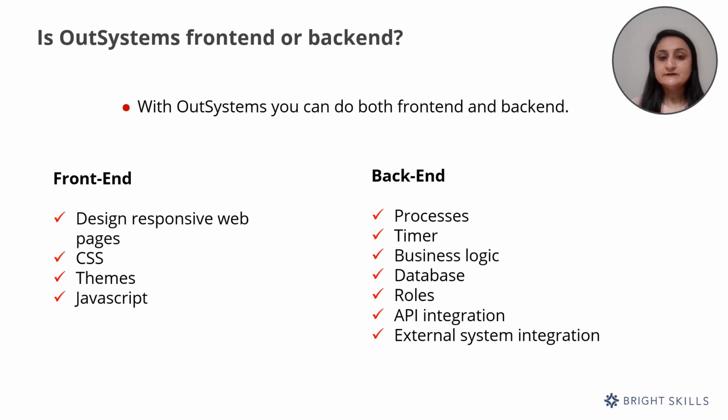As for back-end capabilities, one can develop processes, timers, and business logic. They can write functions. They can create the databases and data tables for storage and retrieval of data. They can also define roles for authentication. Also, they can integrate any external API, REST or SOAP. OutSystems also has the capability to talk to other systems like SAP or any other external systems.